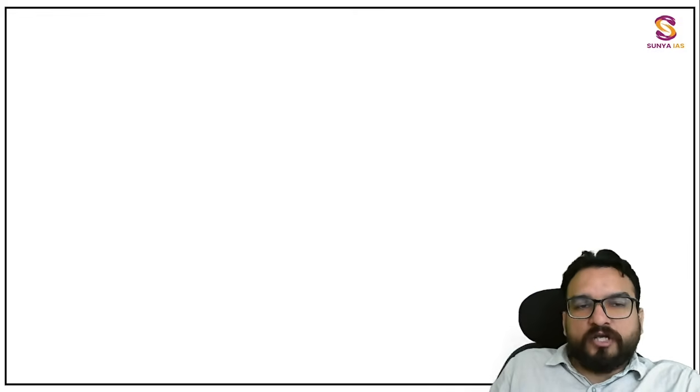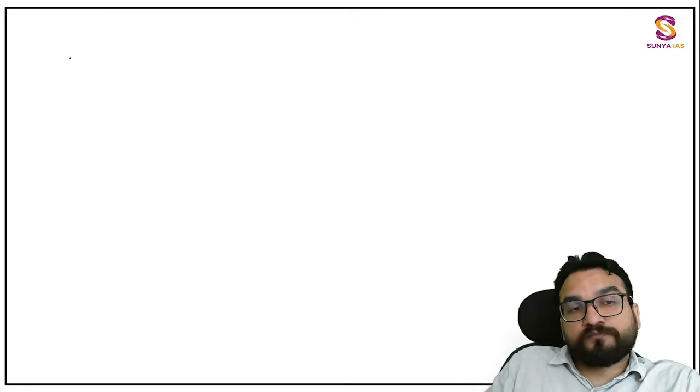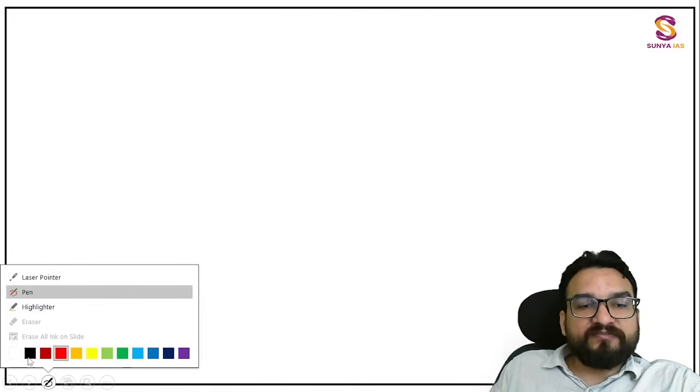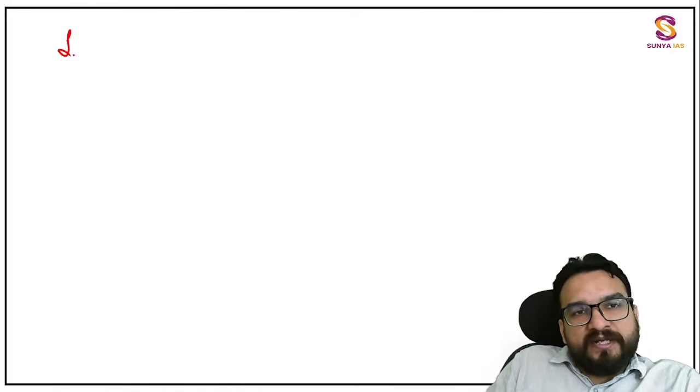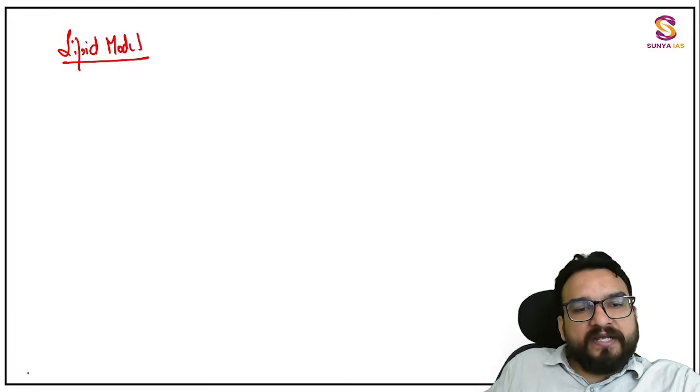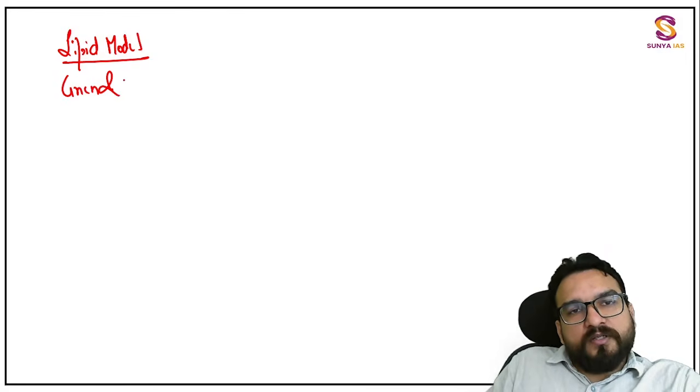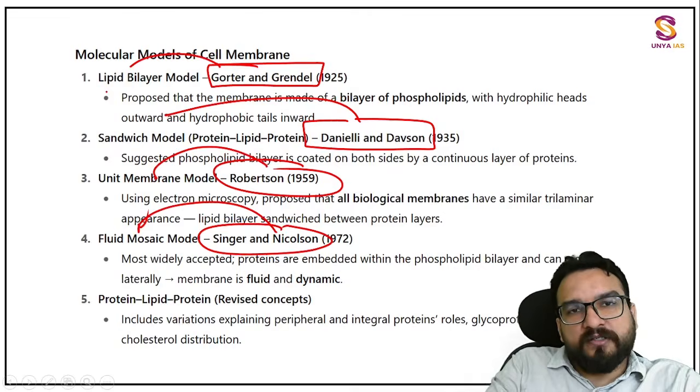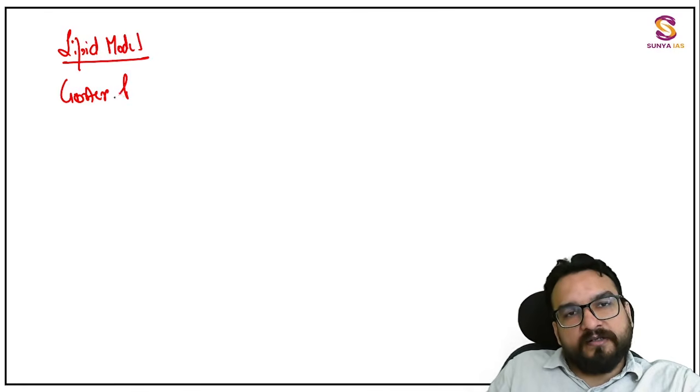So let me tell you now how you will be revising it, guys, or how you will be understanding it. First of all, you will revise later. One model is your lipid model. This lipid model was explained over here by who? Green and, what was the name? Sorry, Gorter over here. Gorter and Grendel. Right, this was the name.